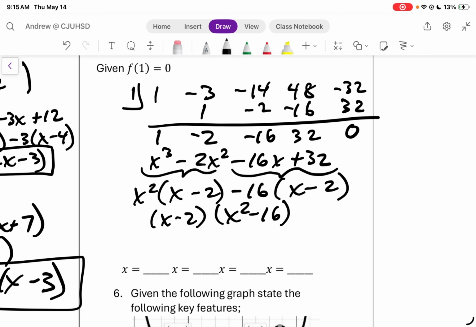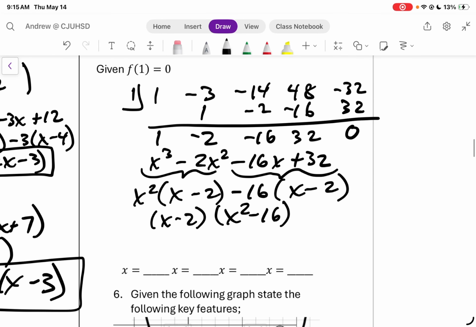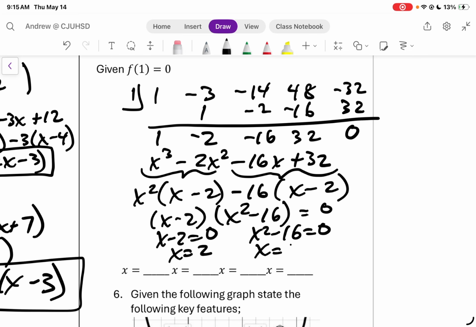Okay, so now we're solving, right? So finding all the roots. We can set this equal to 0. That means x minus 2 is going to be 2 as a root. And x squared minus 16 is going to give you 4 and negative 4. So our four answers are 1, the original one given to us, 2, 4, and negative 4.